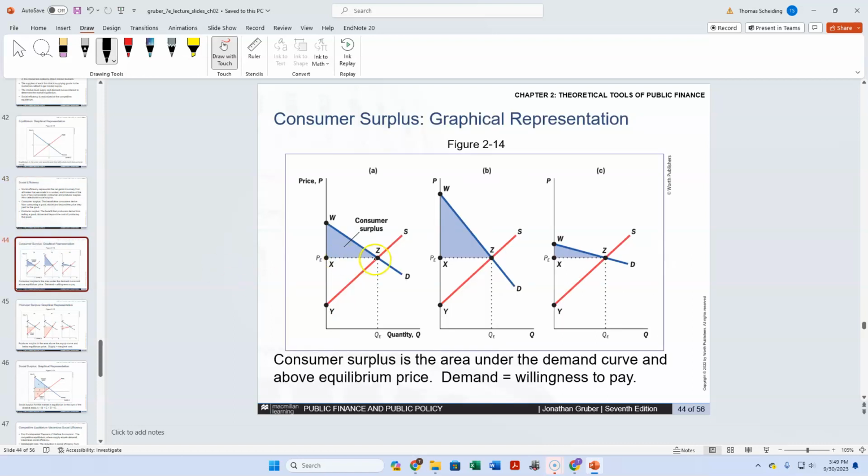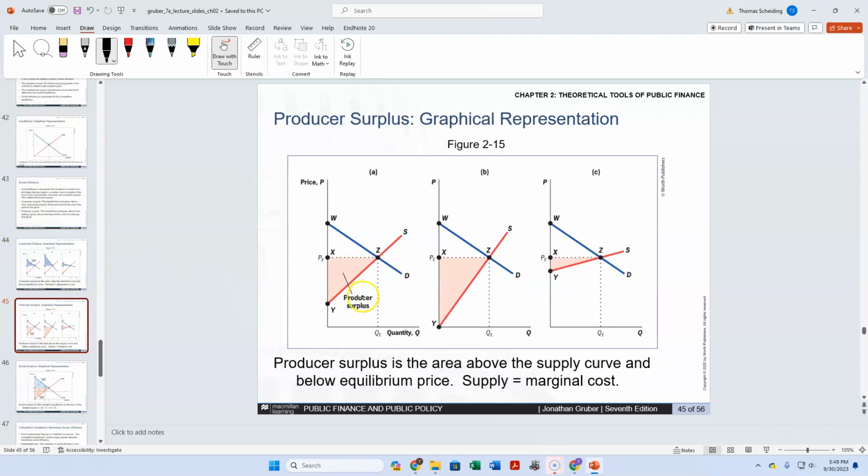And so what that means for us here is that the consumer surplus is the area below the demand curve to the price. And these are just three different demand curves. It's always the same. Area below the demand curve to the price. And for the producer surplus, it's the area above the supply curve to the price. Again, just having three different supply curves. Again, not the same thing as profit.